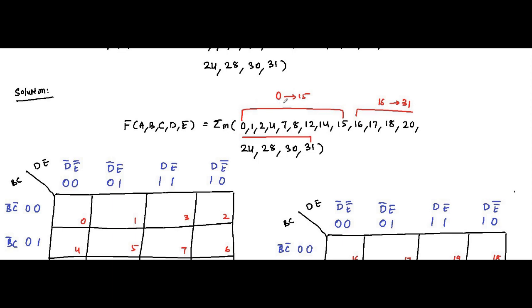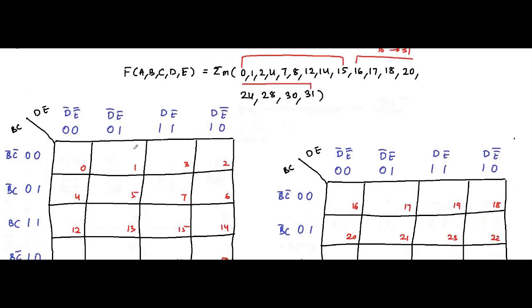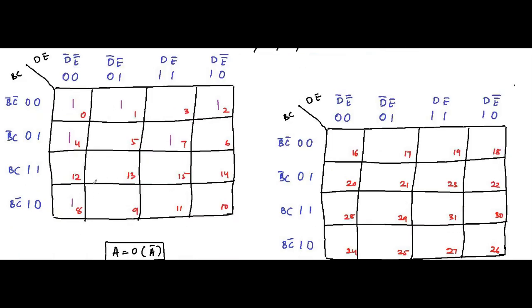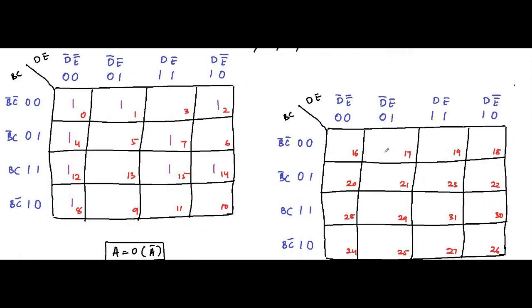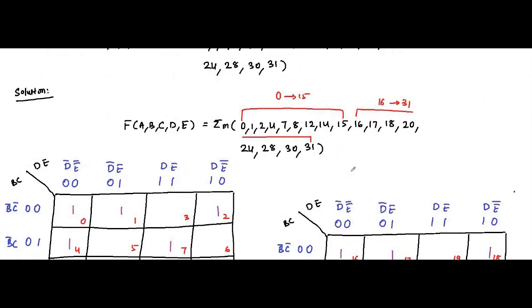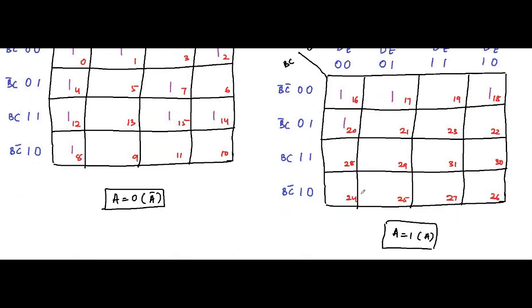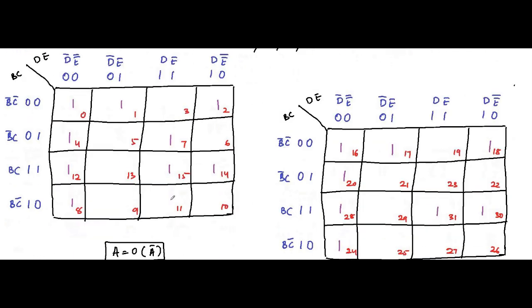So the minterm values in the range of 0 to 15 are 0, 1, 2, 4, 7, 8, then remaining are 12, 14, 15. Then 16 to 31, that is 16, 17, 18, 20, then 24, 28, 30, 31. We have mapped the minterm values.